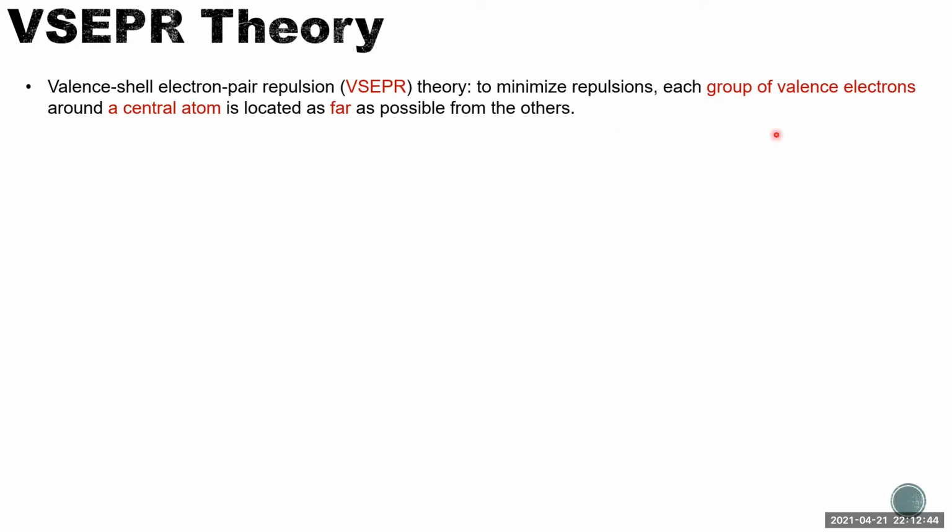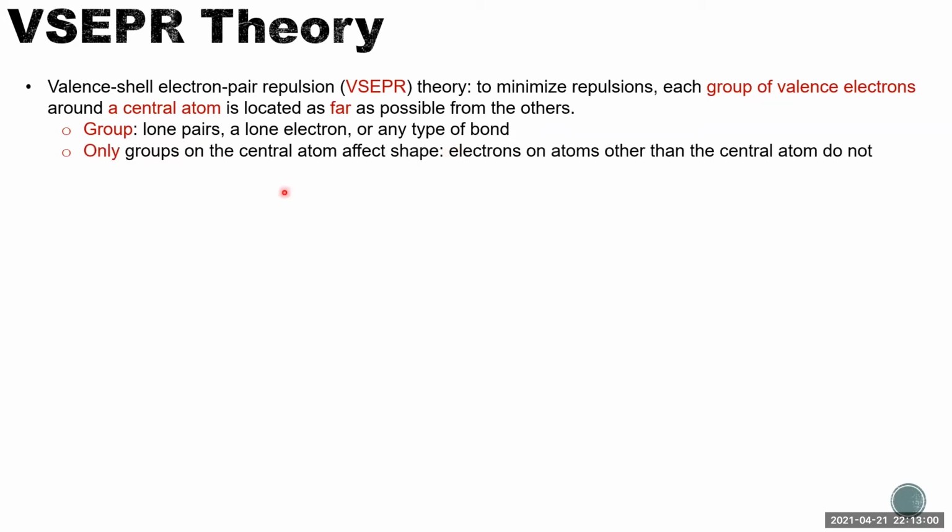So when we talk about a group of valence electrons, possible groups are lone pairs, a lone electron, or any type of bond. Single bond, double bond, triple bond is considered as a bond. Okay. And only groups on the central atoms affect the shape. Electrons on atoms other than the central atoms do not. And finally, VSEPR is used to determine a molecule's shape in 3D space.